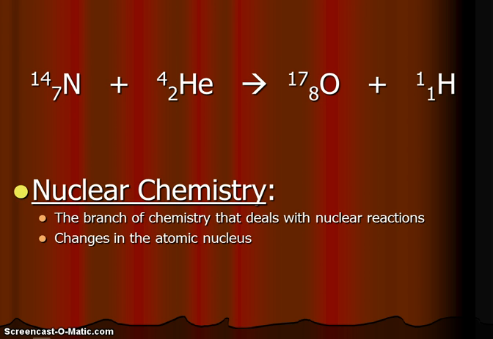So when we look at a reaction like this, we're looking at a different branch of chemistry, and we're talking about what's called nuclear chemistry. Nuclear chemistry involves the nucleus of atoms. And what we're going to see is, since there are changes in the nucleus, there are going to be changes in the identity of the elements.